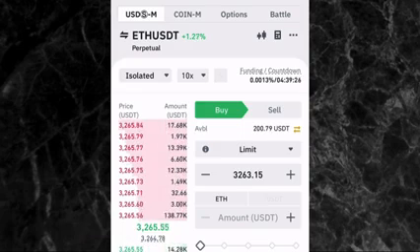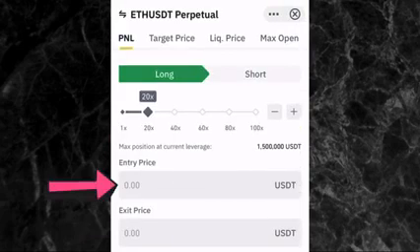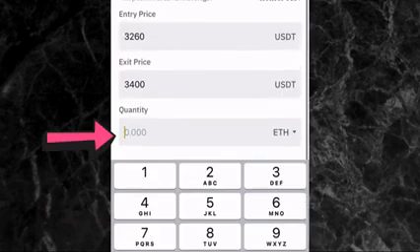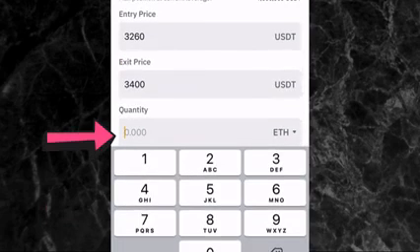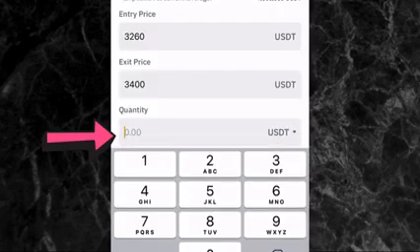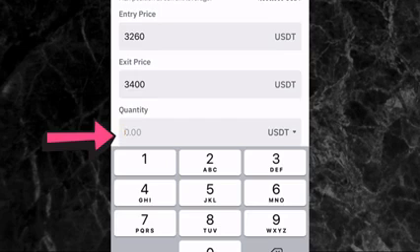So if I go back and tap the calculator icon, here I'm going to enter the entry price. So let's say I'm entering the trade at $3,260, which is what it is right now. Exit price here, you're going to enter the exit price, the price that you want to close the position or you want to take your profit. Let's say $3,400, for example. Now here you're going to put in the quantity of ETH, but let's just pick USDT. So you tap that drop down arrow and tap USDT. So let's say we are going into the trade with let's say $1,000.